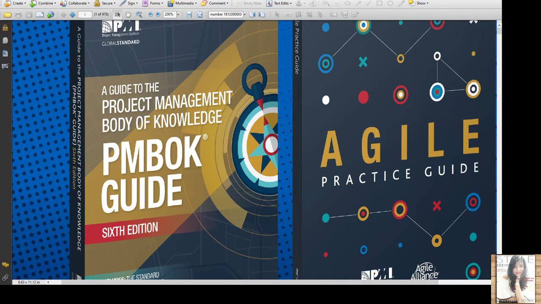1.2.1, the projects. So, the definition of a project is: a project is a temporary endeavor undertaken to create a unique product, service, or result. So, unique product, service, or result. Projects are undertaken to fulfill objectives by producing deliverables.